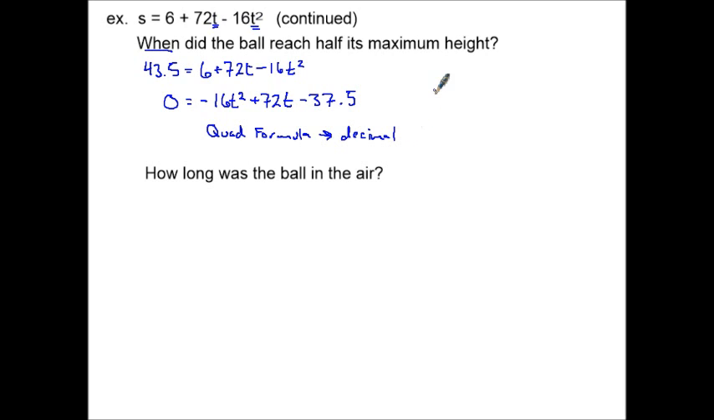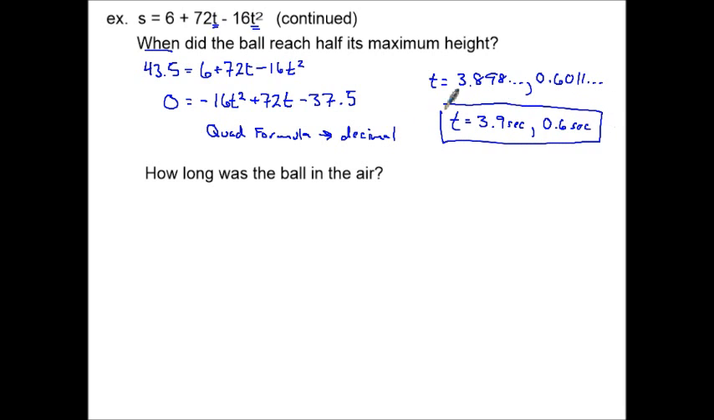I get two answers. I get t equals 3.898 and some other messiness, and then 0.6011 and some other messiness. Depending on the amount of rounding you're asked to do, I think nearest tenth sounds pretty good to me. We're going to go 3.9 seconds and 0.6 seconds. Hopefully you're not thinking too hard about why there are two answers, because if the ball is thrown up, it's got to come back down. So there are the two times. The 0.6 is when it's going up, and then the 3.9 is a little while later as it's coming back down.